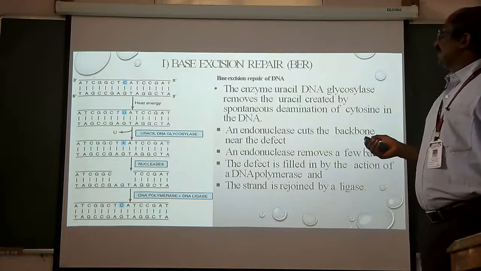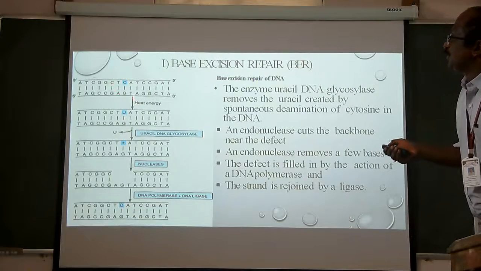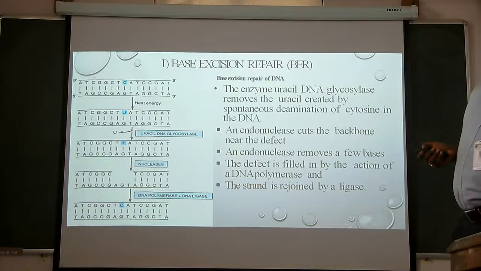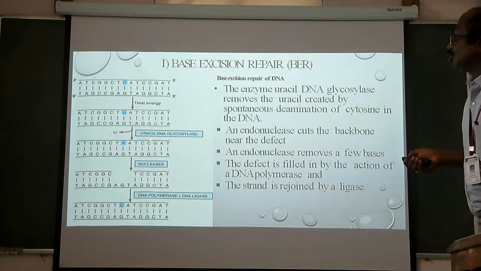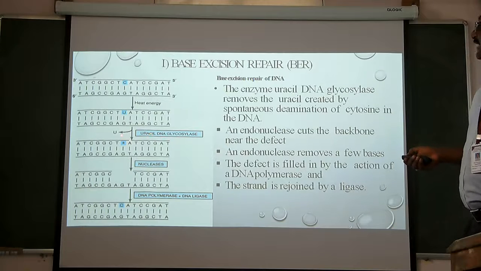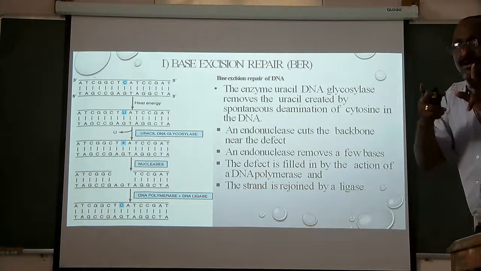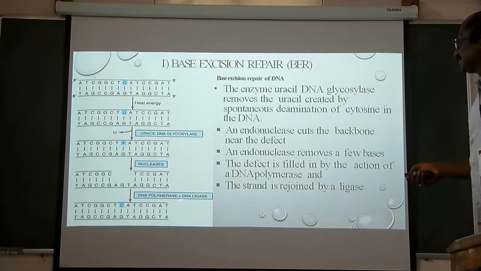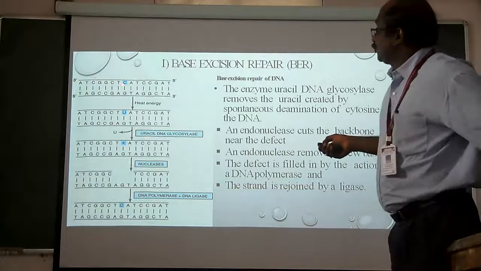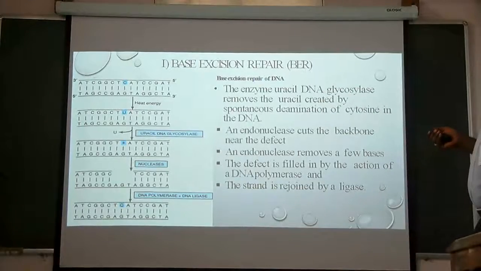This is how the base excision repair takes place, where you can see the cytosine, because of heating, is replaced by uracil. So uracil DNA glycosylase acts here. You can see the repair mechanism has started. The excision, the cut, is made into the DNA, and the DNA polymerase enzyme and the DNA ligase repair it back, that is, replace the uracil molecule with the cytosine molecule. So that is the base excision repair of DNA.